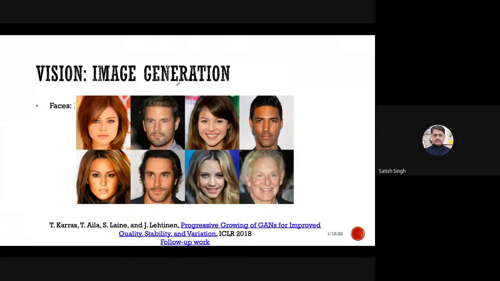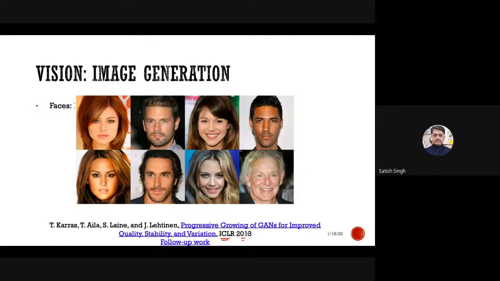Image generation. So these are the typical images. What happened for this particular paper, Progressive Growing of GANs for Improved Quality, Stability, and Variation? This paper was presented at the tier-1 conference ICLR in 2018. Here, the data set had certain celebrities and the model learned from this data set.